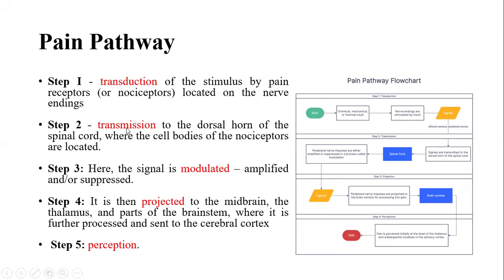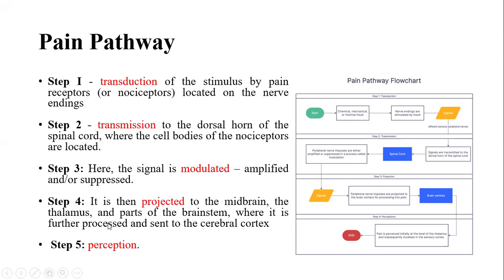Then these electrical signals will be transmitted to the spinal cord of the animal. This is known as transmission. In the spinal cord, that electrical signal is either amplified or suppressed. This is known as modulation, because the electrical signal is going to be modified. It will be either amplified or suppressed. Then this amplified or suppressed signal will be projected towards the higher brain centers like the midbrain, thalamus, brainstem, and finally the cerebral cortex. This phenomenon is known as projection.